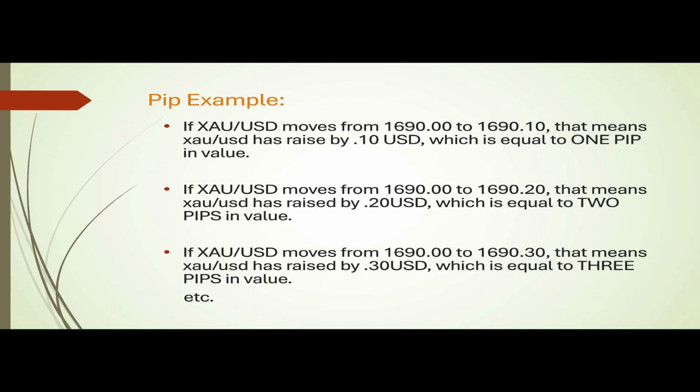Now look at the next example. If XAUUSD moves from 1690.00 to 1690.20, that means XAUUSD has risen by 0.20 USD, which is equal to 2 pips in value. Now the third one: if XAUUSD moves from 1690.00 to 1690.30, that means XAUUSD has risen by 0.30 USD, which is equal to 3 pips in value. That's how it's being calculated.